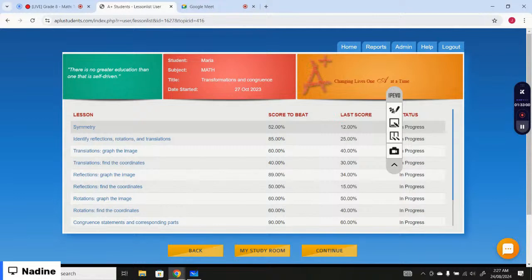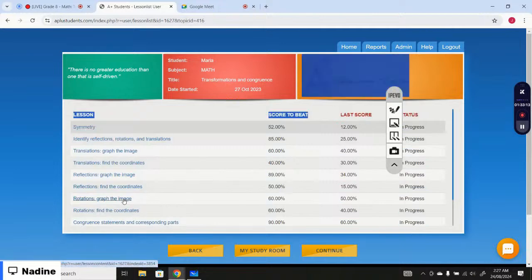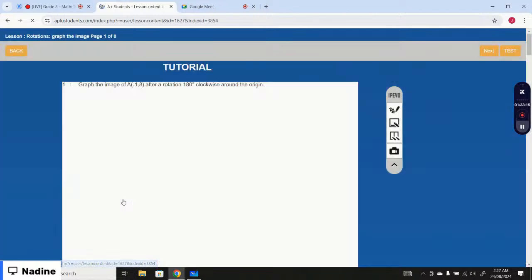The next lesson we're going to start with is rotation, graph the image. So let's just see how rotation works. Let's just start with the lesson.